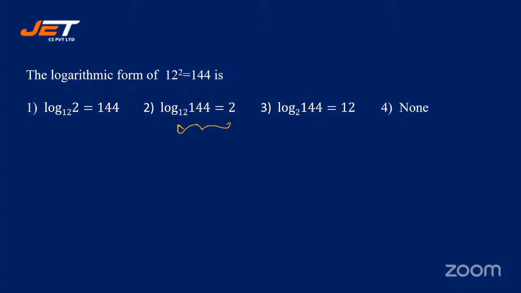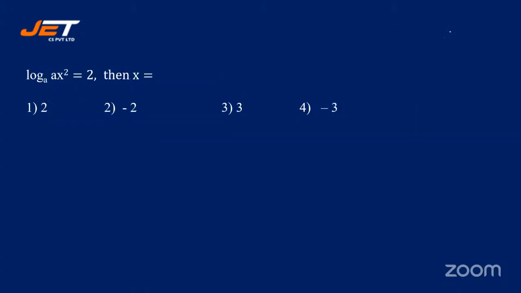Suppose, if you have any doubt, try to convert this into this. Now that we are able to do it very fast. So, 12, whatever is the base will become the denominator, equal to 2 will become the power, is equal to 144. See, that is the question. Therefore, your answer must be option 2. Isn't it? Yes. Let's move on to the next question.